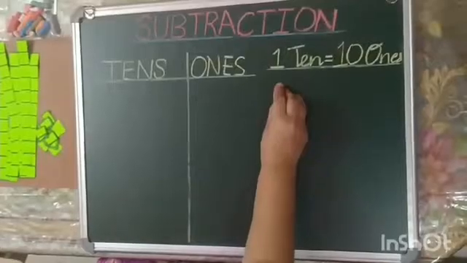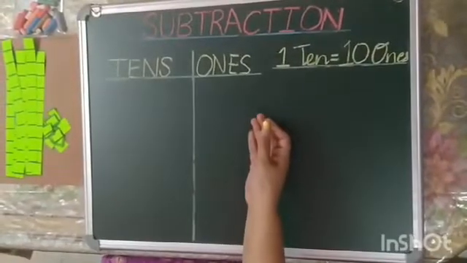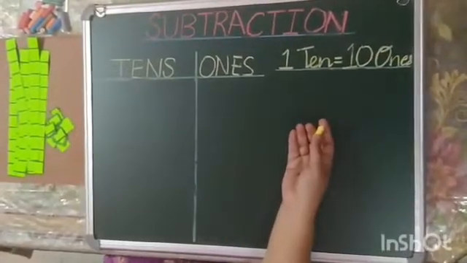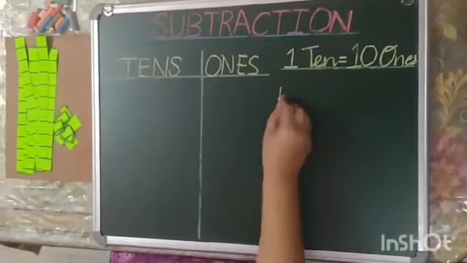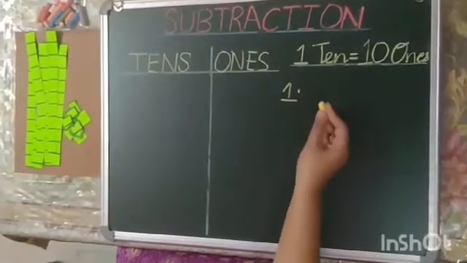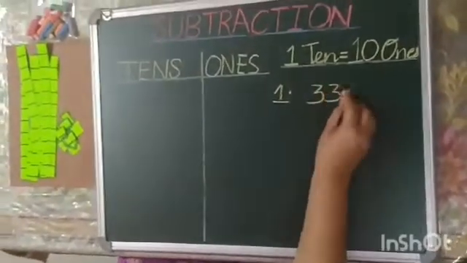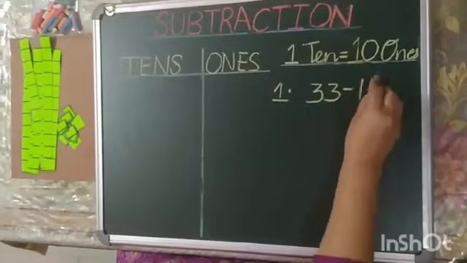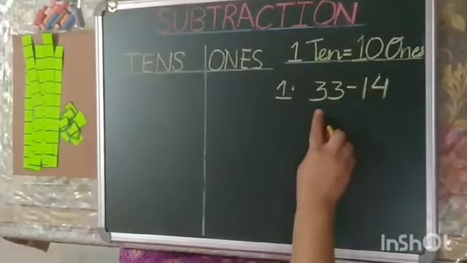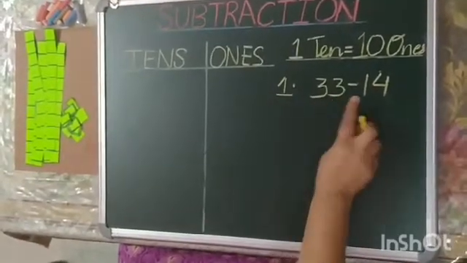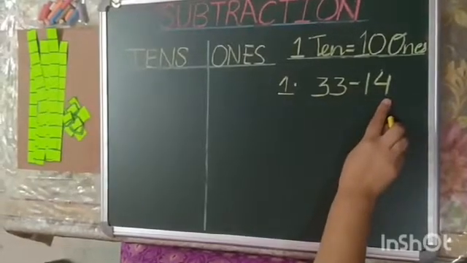Children, the objective of today's maths class is to teach you subtraction of two-digit numbers with regrouping method. Now children, this is subtraction of two-digit numbers. Let's try the first sum: 33 minus 14. Now we have two digits in the first number and two digits in the second number.